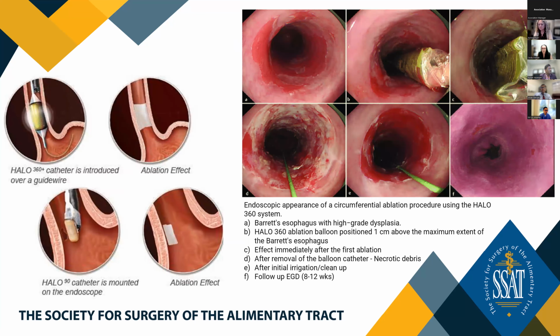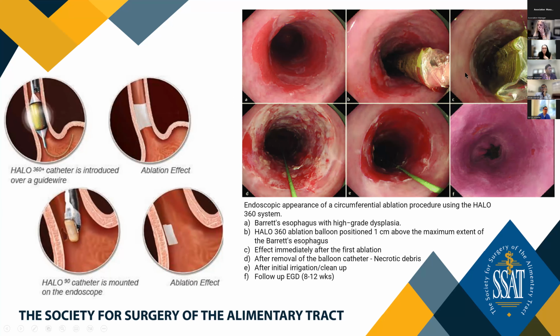So how does Halo RFA work? Initially, there are two different types. You have the Halo 360, a 360-degree catheter that can be introduced, which will give you a circumferential ablation, or you can mount the Halo on a 90-degree, the Halo 90, which is a very directed pinpoint ablation. For Barrett's, the Halo 360 makes the most sense and is most commonly used.